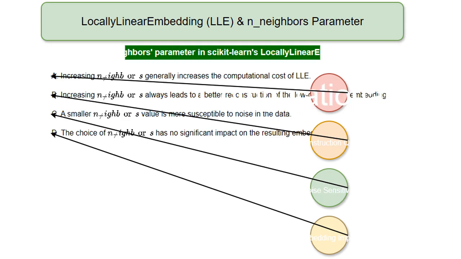I find that increasing the number of neighbors, n_neighbors, directly increases the computational cost. LLE needs to calculate distances and perform linear reconstructions for each data point and all its neighbors. More neighbors mean more calculations. That's why statement A is true. It's like trying to solve a jigsaw puzzle. The more pieces you have, neighbors, the longer it takes to put it together, more computation.